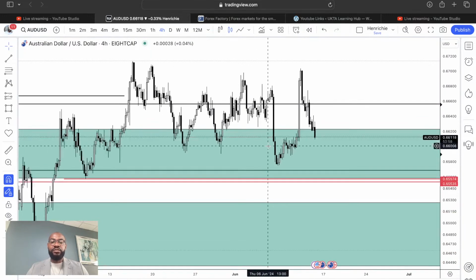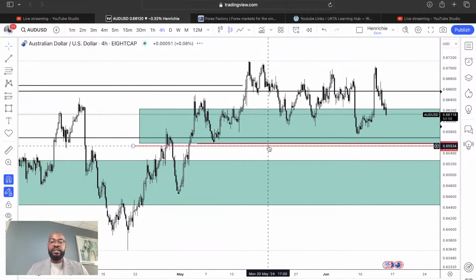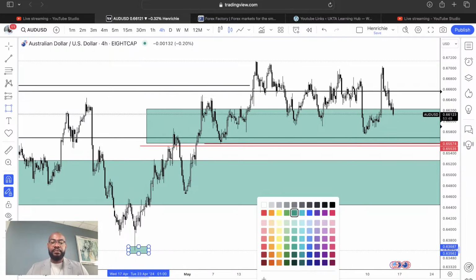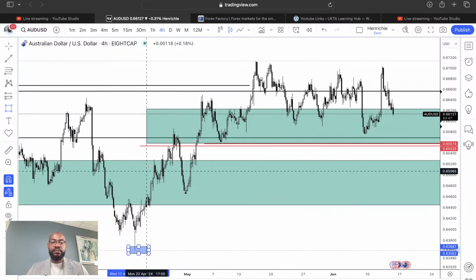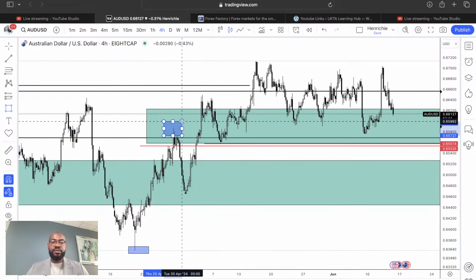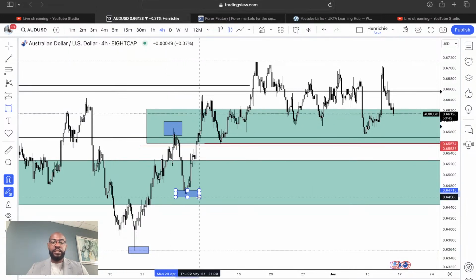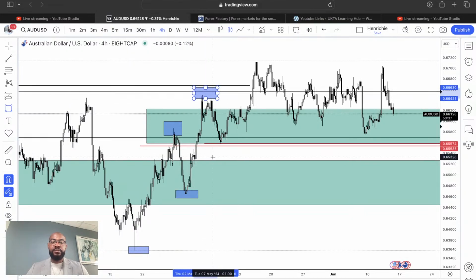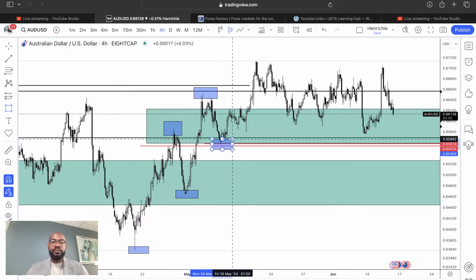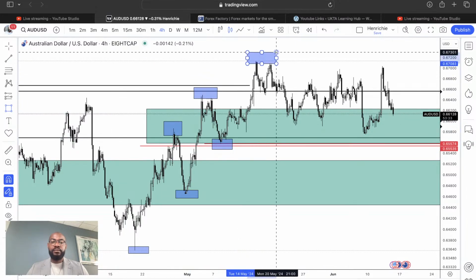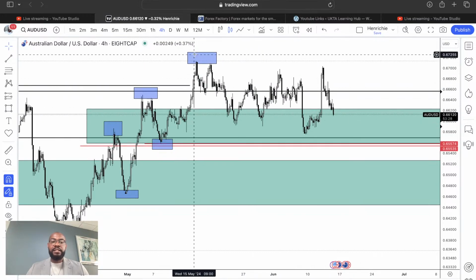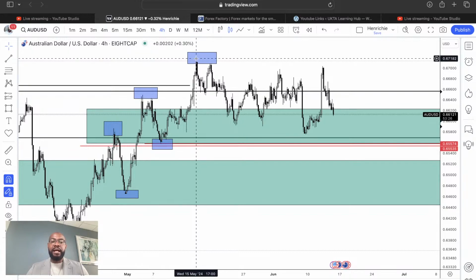We want to understand the structure on the 4-hour time frame. What is the market structure? And right here on the 4-hour time frame, we can see structural low, structural high, structural low, a high, this low, this high. So far you can see how nicely price is respecting the lows and highs.